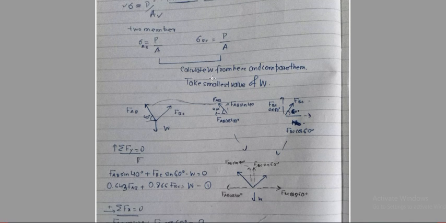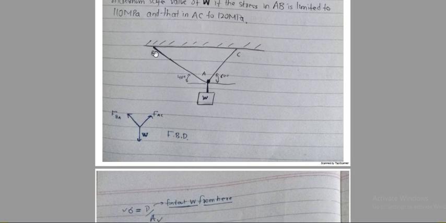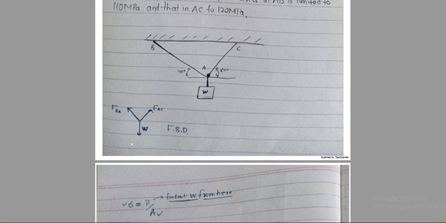So first of all, we need to draw the free body diagram. We know that there will be force in this bar as well as in this bar. I represent the force in AB bar as FAB, and in this bar FBC, and W. So this is the free body diagram.